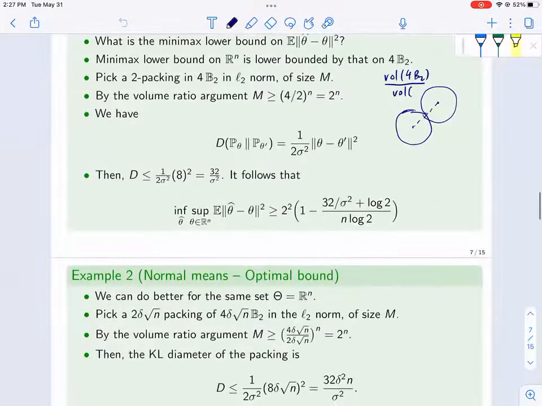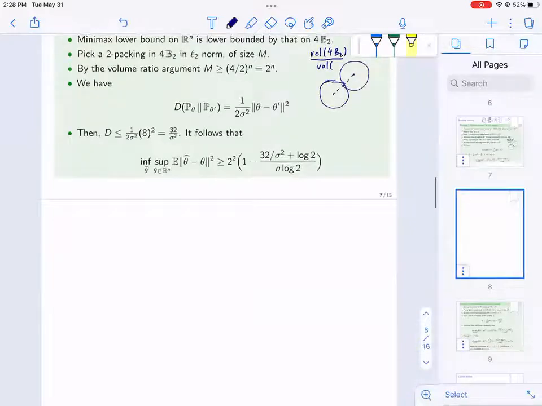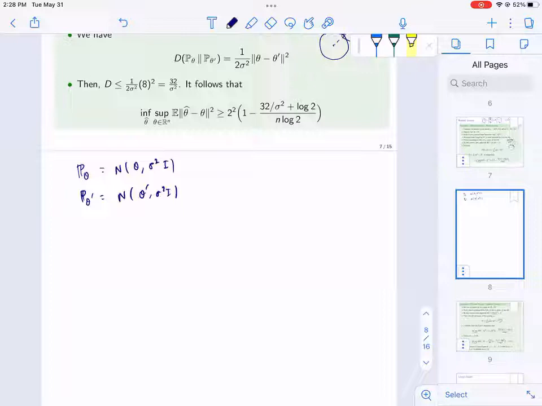Okay, so the KL divergence. Shall we calculate the KL divergence, just for you to see? P theta is basically normal theta, sigma squared I, right? How do we calculate the KL divergence? P theta prime would be... let's say they have densities with respect to the Lebesgue measure. So what is the KL divergence if you have densities?